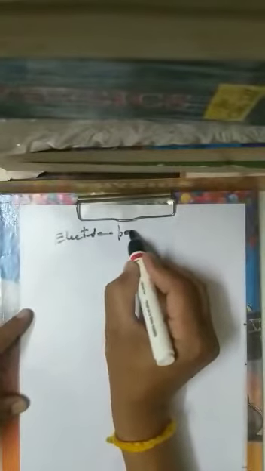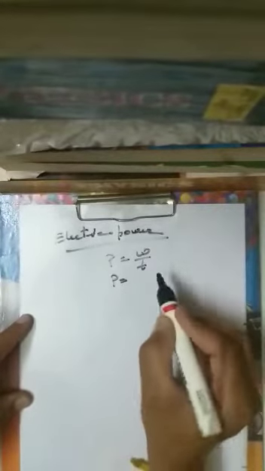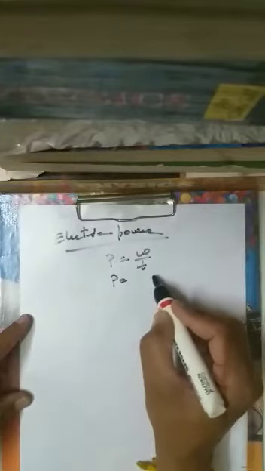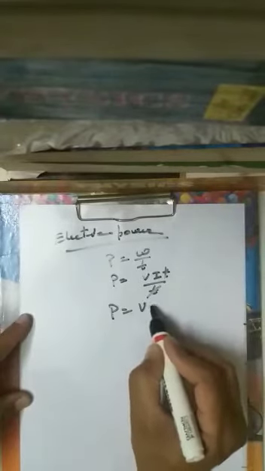Now we start another topic, electric power. We know that power is equal to work upon time. In electricity, the work is equal to the amount of heat produced, which is VIT, and the time taken is t. So power in electric current is the product of voltage and current.